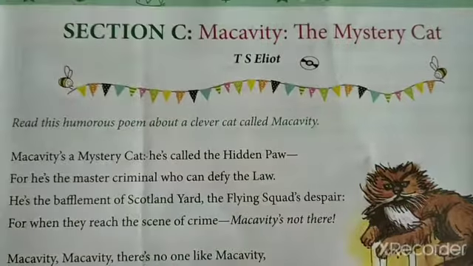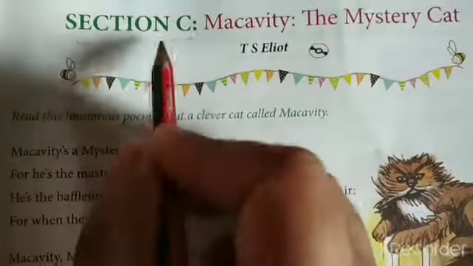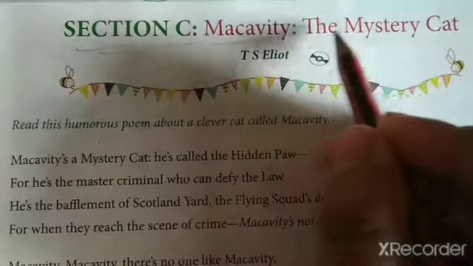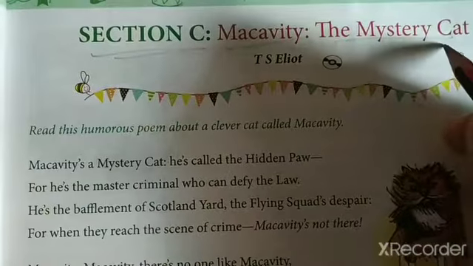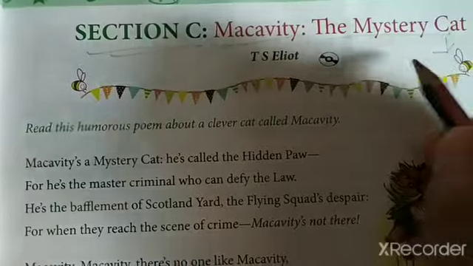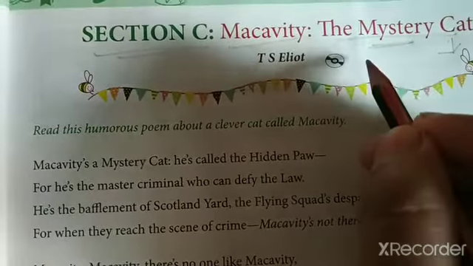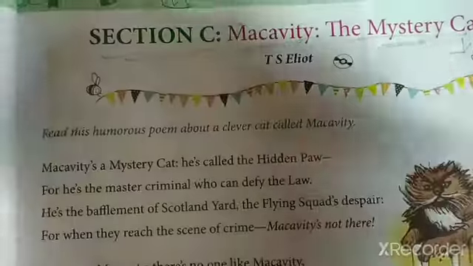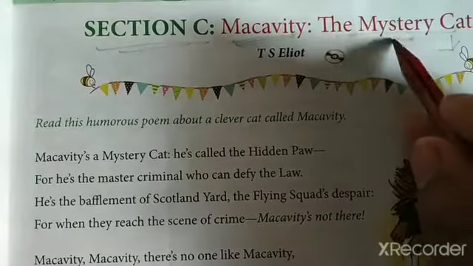Hello student, we will read a poem today from our main course book. This is section C, and the name of the poem is Macavity the Mystery Cat. In this poem, we are going to read about a cat, and this cat is a mystery cat. Its name is Macavity.